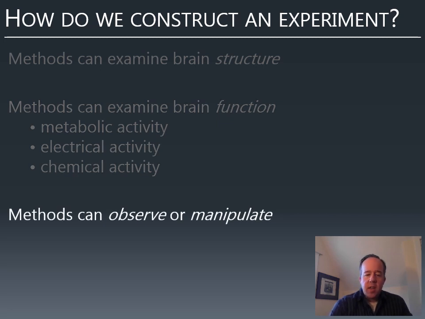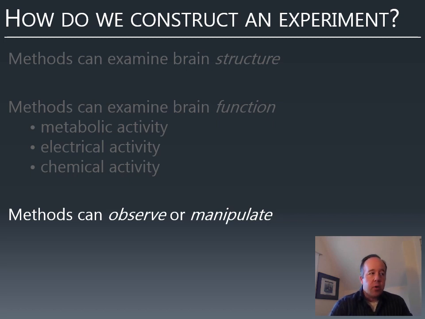Categorically, again, methods can either observe or manipulate. And this is an important distinction. So if I'm measuring something, I'm not changing anything about the brain. So I'm just observing. I'm recording data. So maybe it's structural data. Maybe it's functional data. So I'm measuring neural activity. That's one thing a technique can do, but it can also, instead, manipulate. It can change something about the brain.